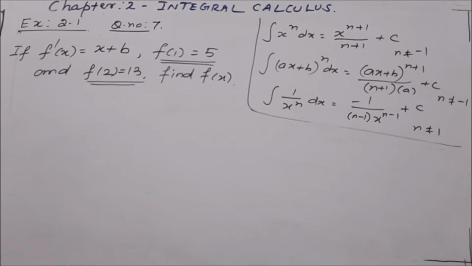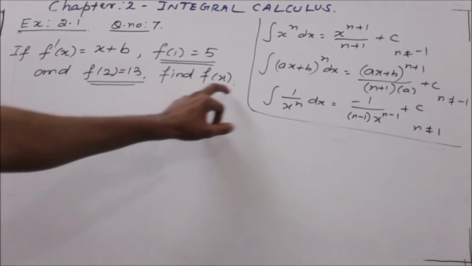Seventh question, exercise 2.1. Given f dash of x is equal to x plus b, and f of 1 equal to 5 and f of 2 equal to 13, we should find f of x.